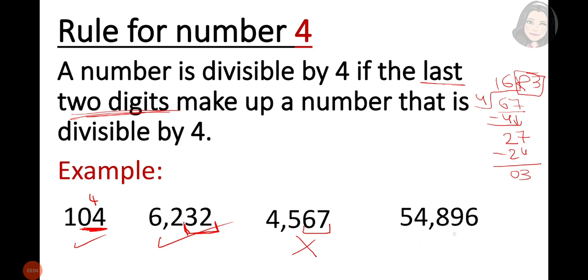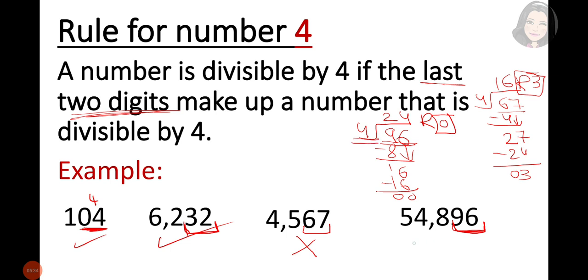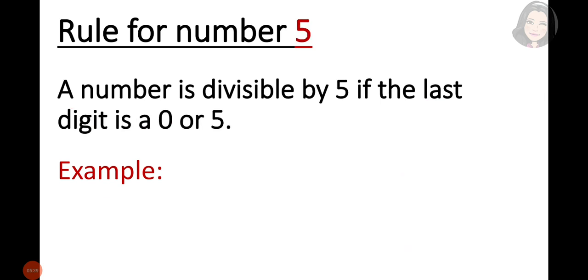Let's move on to 54,896. Take the last two digits and check what will happen when we divide them by 4. 96 divided by 4. 9 divided by 4 is a 2. 2 times 4 is an 8. Subtract, it's a 1, and drop down the 6. Now 16 divided by 4 is going to be a 4. 4 times 4 is a 16. I'm going to subtract, 0. The remainder over here is 0, which means what? 96 is divisible by 4, then the whole number over here is going to be divisible by 4.